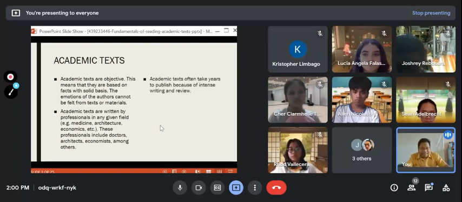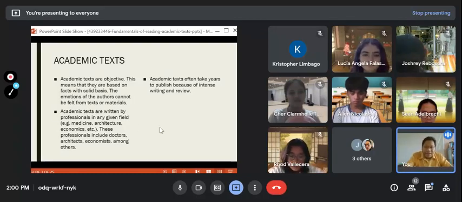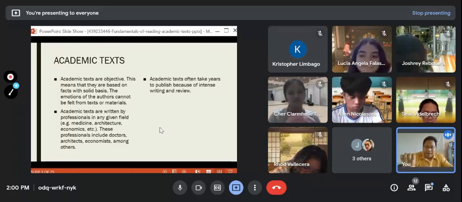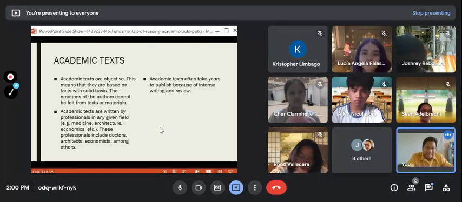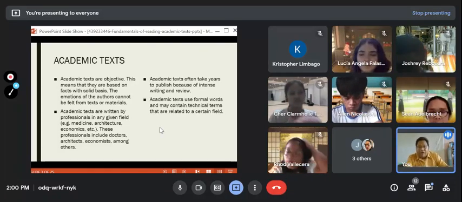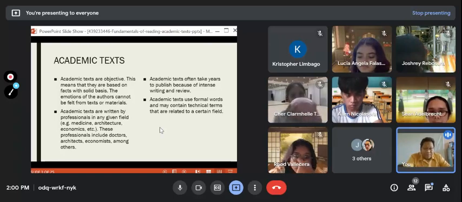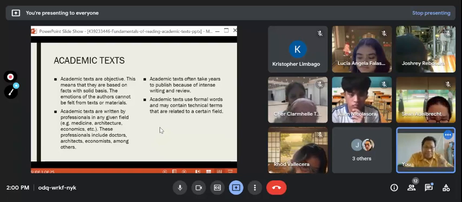Academic texts often take years to publish because of the review that it goes through. The review is really intense. Plus, this can be traced to a solid basis that is needed for the foundation of the academic text itself. They also use formal words, and sometimes there are technical terms relevant to the field where that information belongs.